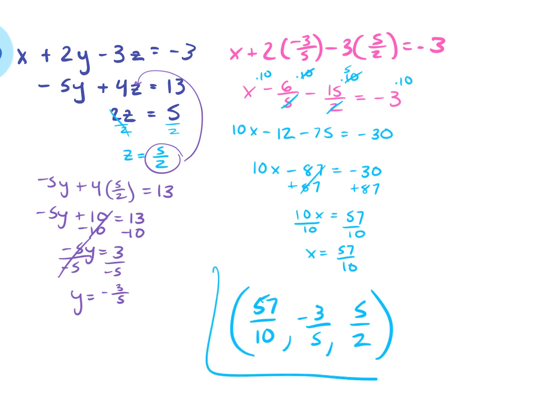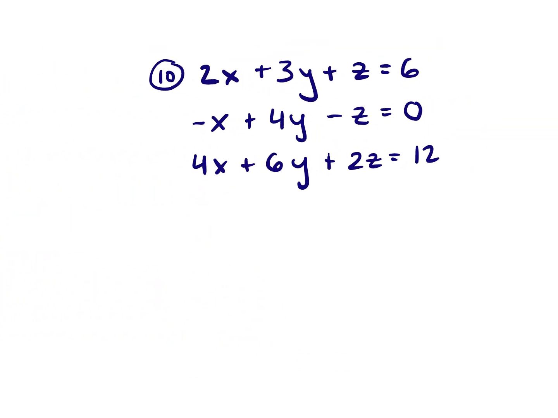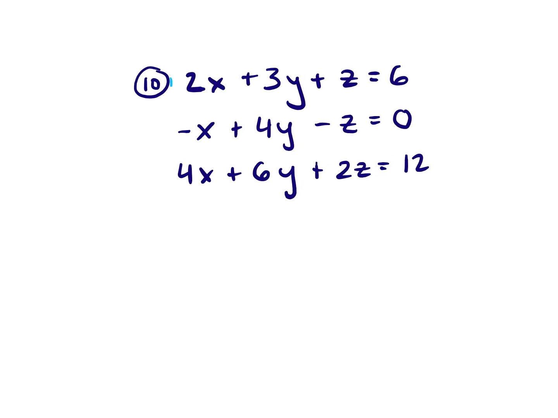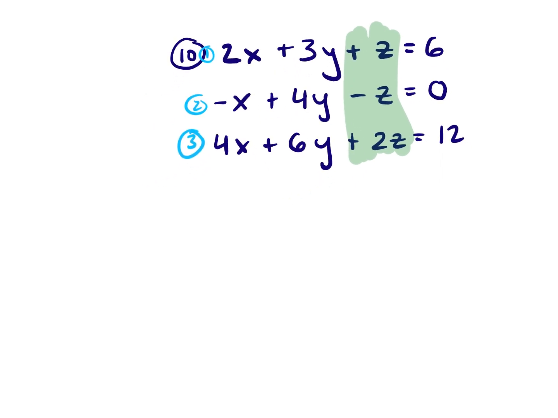All right, last one, let's do 10. So let's label, we have 1, 2, and 3. Which variable do you want to eliminate first? Sure. You can pick z. So which two equations do you want to combine together first? Sure, let's do 1 and 2.